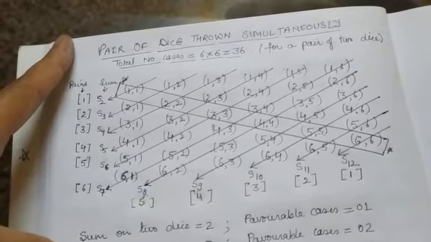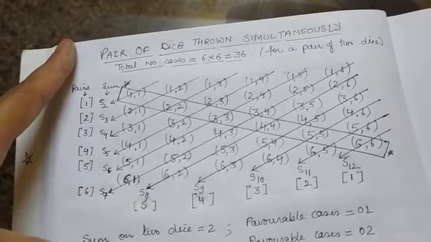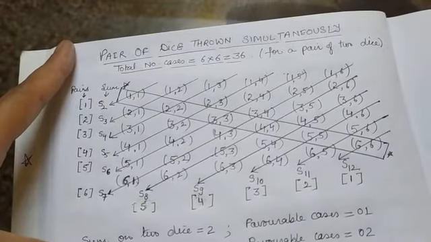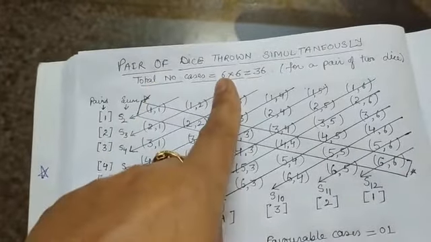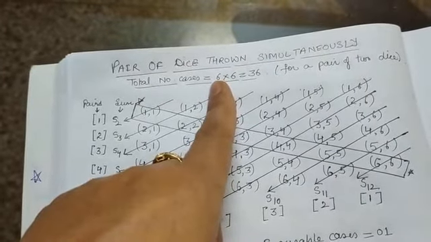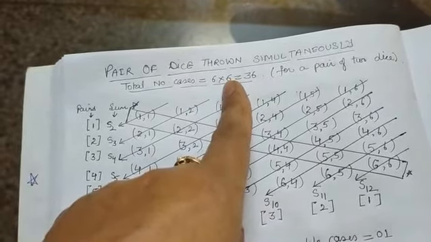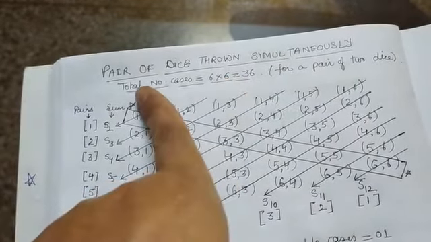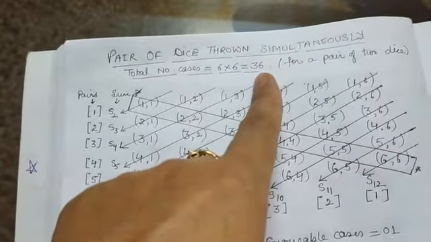My dear students, because the dice are 2, each die has 6 independent events. If the 6 independent events of dice 1 and the 6 independent events of dice 2 are collected together, we get the total number of cases as 6 multiplied by 6, that is equal to 36.